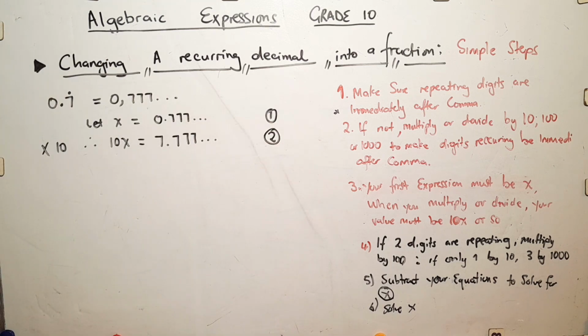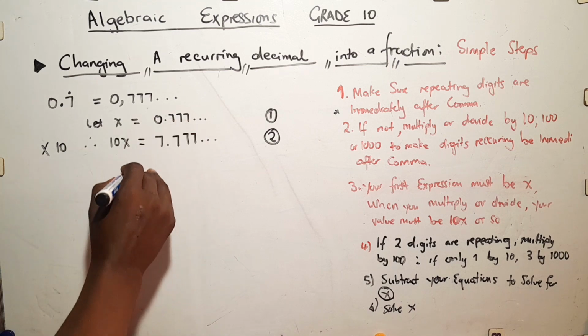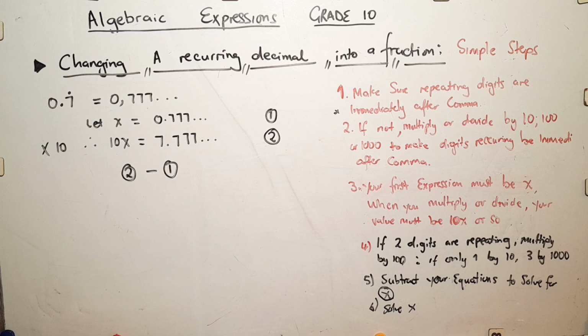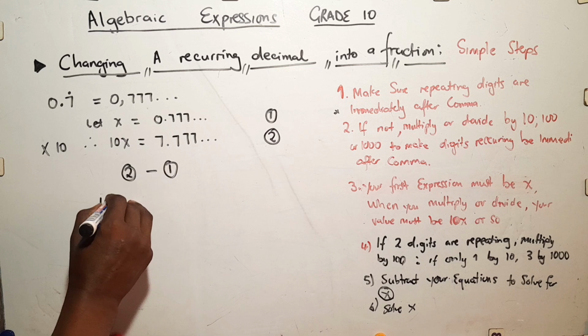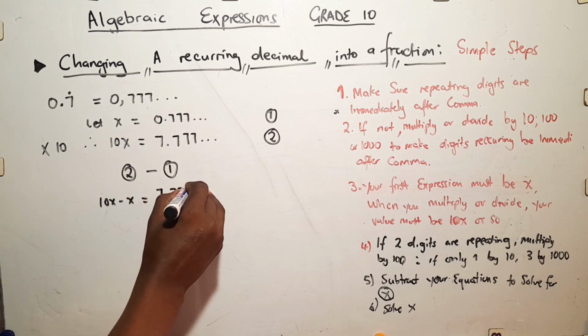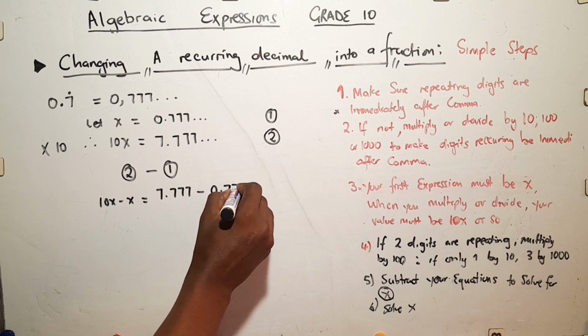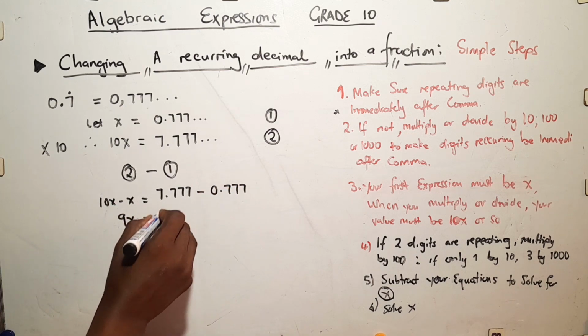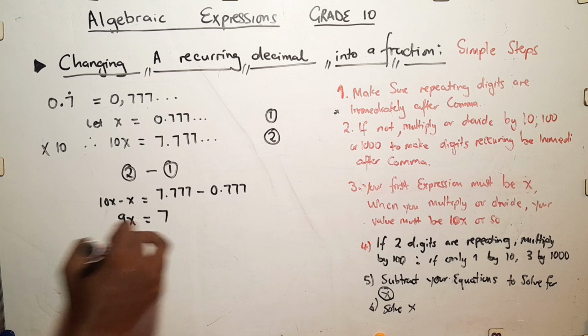So now you're having two equations. What's next? We have to subtract your equations. So equation 2 minus equation 1, like we said there. We subtract your equations so that we solve for the value of x. So now it means that your 10x minus x becomes 7.777 minus 0.777. So now your 9x becomes this, subtracting that, it will just give you 7.